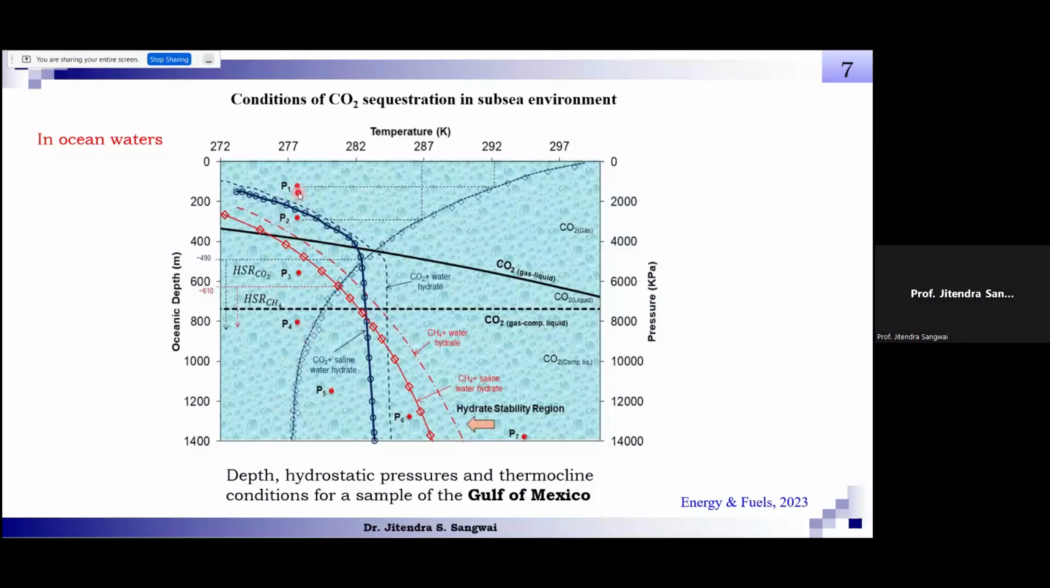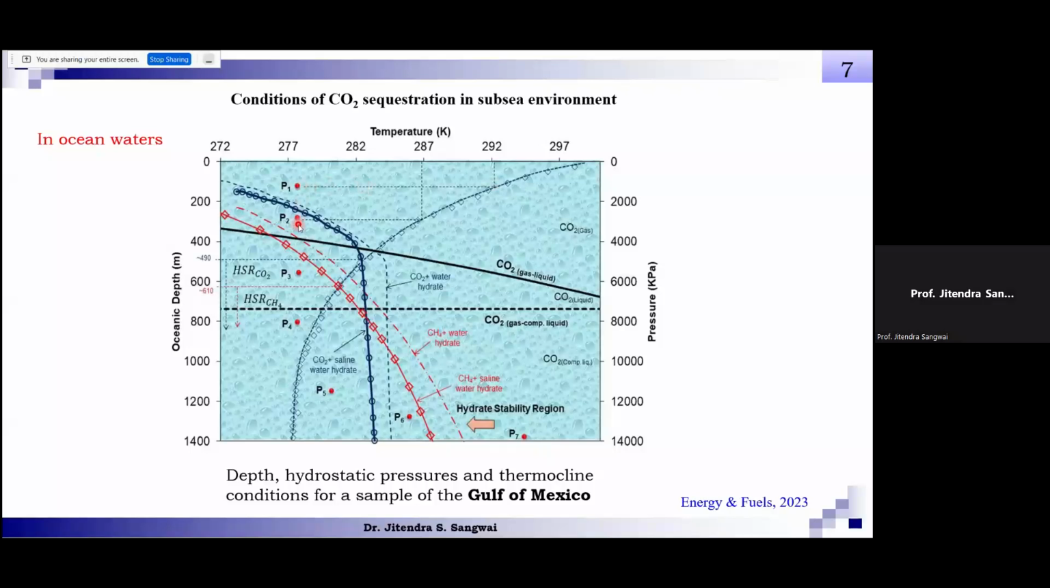So if I say that I have a condition at P1, at this depth, what is the depth? It is about 100 meter. At 100 meter, the temperature that I should read is about 292 degrees Kelvin. That's about 25 degrees centigrade. Right.